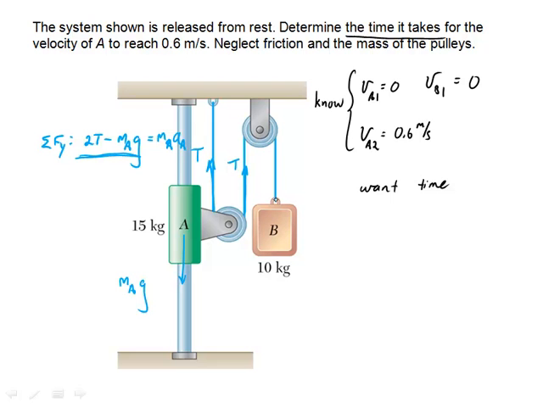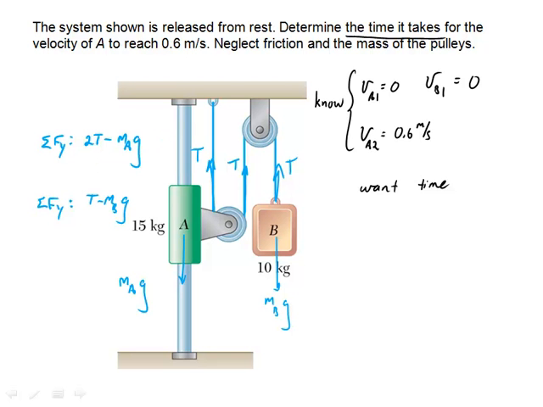Then as I look at B, I have a tension up, same tension because it's a massless rope and massless frictionless pulleys. And then downward is a gravitational force due to the Earth acting on mass B in this case. So that's mass B times g. So the sum of the forces in the y direction here is T minus m sub B g. Again, I'm not going to worry about the right-hand side.